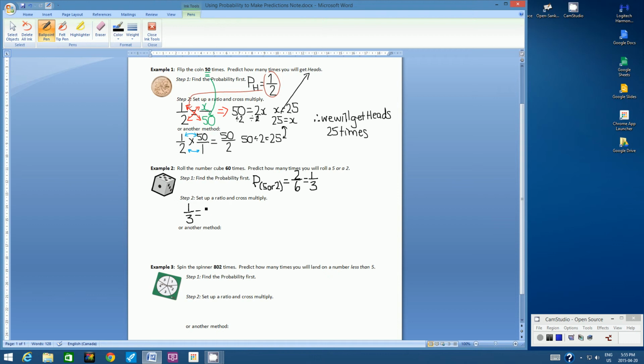Now, can you set up the second fraction? How did we get the denominator again? Well, for the denominator, we have to look back to the question. What we're going to do is roll the number cube 60 times. So the 60 is going to be our new denominator. What is our numerator? Well, the numerator is unknown. It's a question mark.